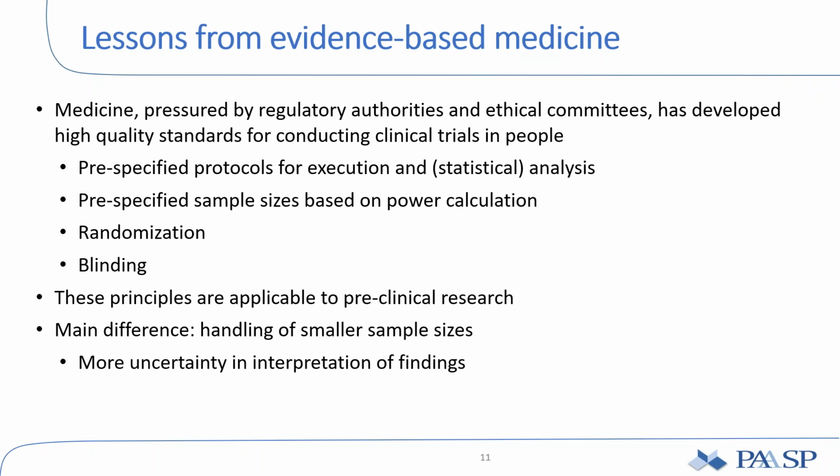The main difference really is that as experimental biologists, we are handling smaller sample sizes, which imply a greater level of uncertainty in the interpretation of our findings. So this is something we have to handle, but that is not an excuse not to apply those steps to make our work more robust, and they can be used in preclinical work as well.